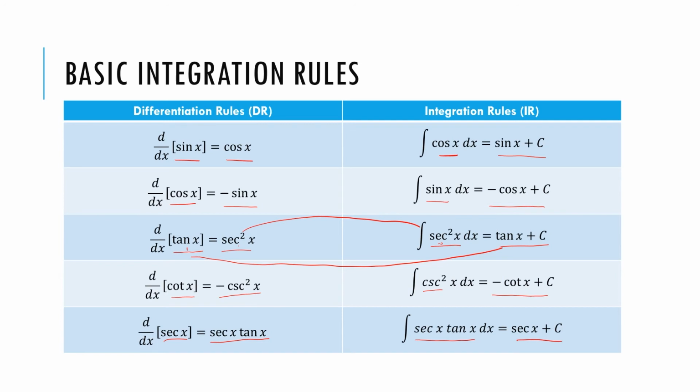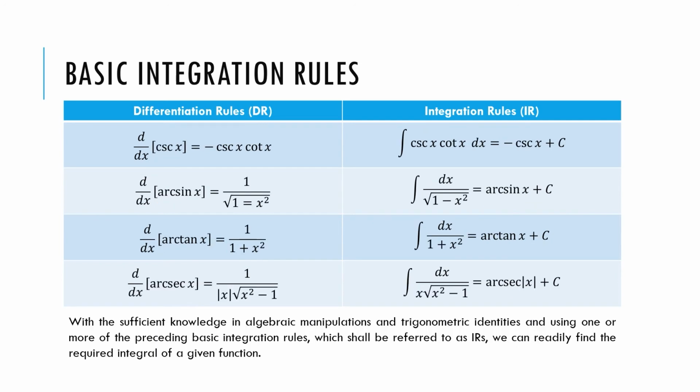Next slide. Then, ito, cosine x, magiging negative cosine x, cosecant x multiplied to cotangent x. Then, cosecant x cotangent x, magiging negative cosecant x plus c.